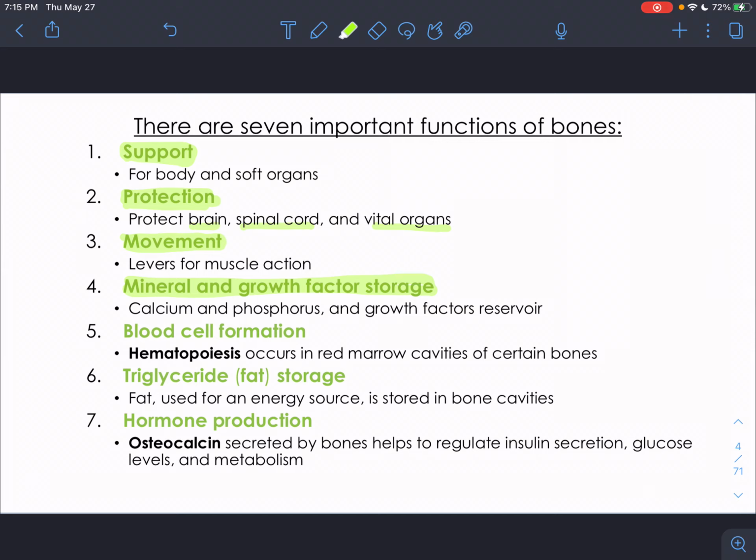Mineral and growth factor storage. So calcium, phosphorus, and other growth factors can be found within bone. So it's kind of like a reservoir, holds extra of those things.